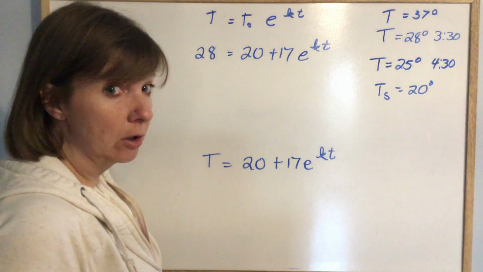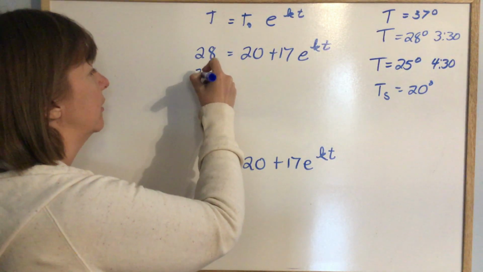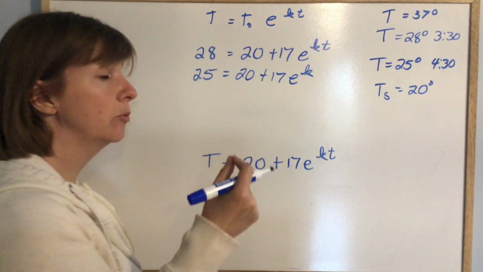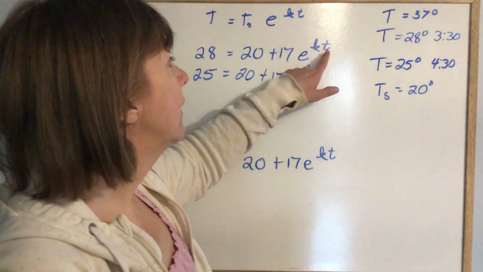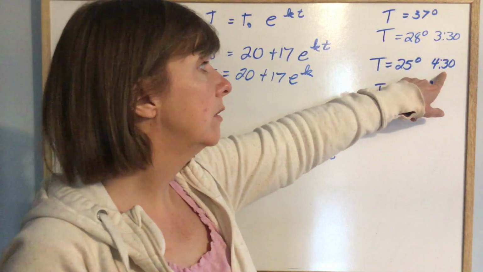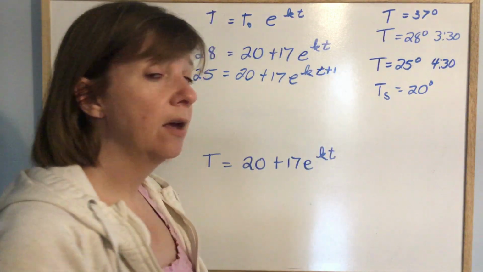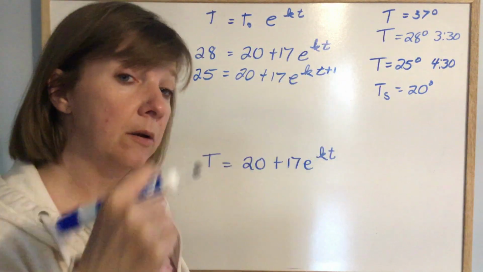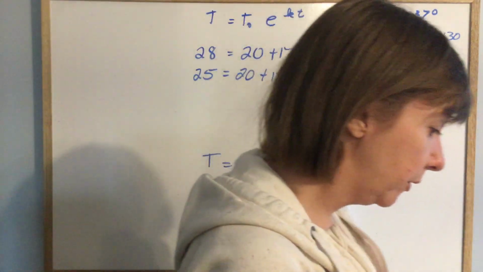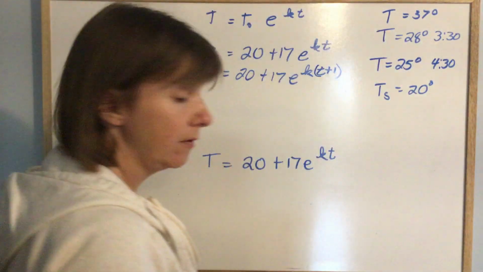An hour later, the temperature has changed from 28 down to 25. 20 plus 17 e to the k. Now here's where we're going to change. If t represents 3:30, then 4:30 would be t plus 1, because it would be that time of 3:30 plus 1 hour. All right? Okay, so now what they do is they simplify this a little bit.